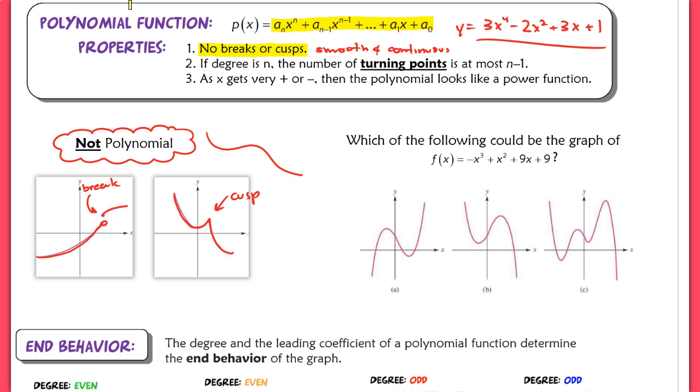Now, we are going to go more in depth with these next two properties listed, but we say that if the degree of a polynomial is n, so in other words here the degree is 4, then the number of turning points in the graph of that polynomial function is at most n minus 1. So in this particular example, there would be 3 turning points at most in the graph of that function. We also say that as x gets very positive or negative, in other words, as x approaches positive infinity or negative infinity, then the polynomial ends up looking like a power function. So that's why we studied power functions so much in the beginning.